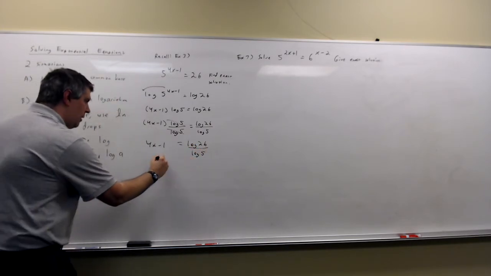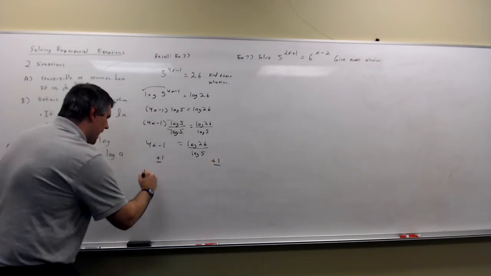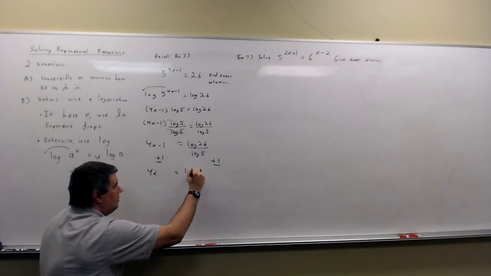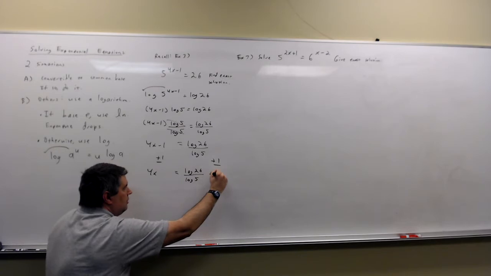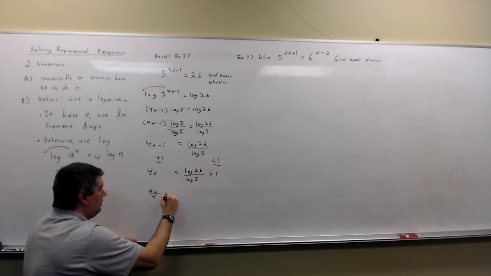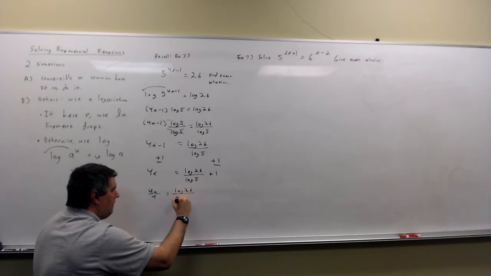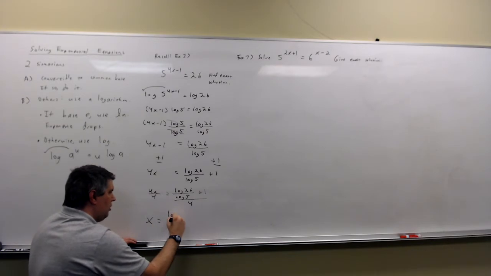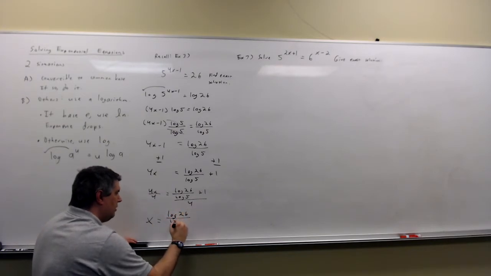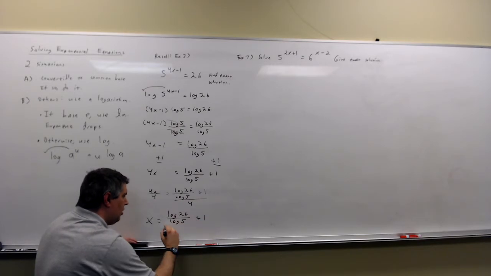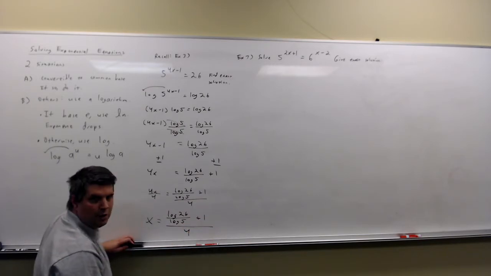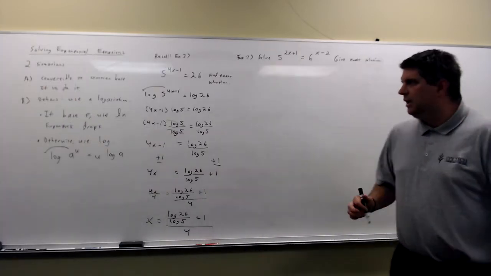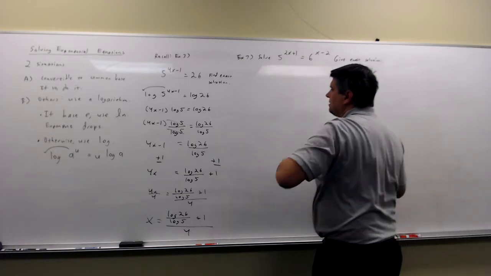Next thing I did was I add my 1. I had 4x equals log 26 over log 5 plus 1. And then divide off the 4. So x equaled log 26 over log 5 plus 1, all over 4. Okay? Now, what we're going to have to do here is take the log of both sides.